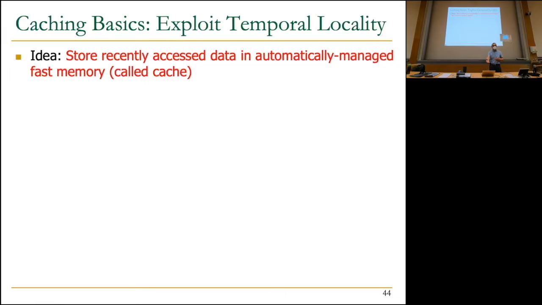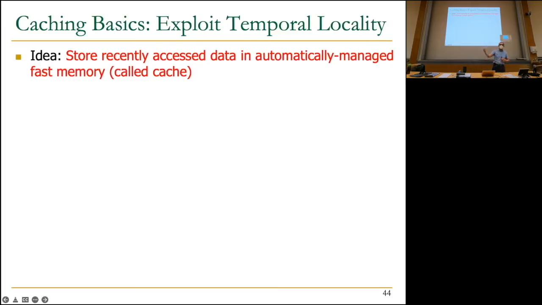Initially, in the 1965 paper we're going to mention, which is not the earliest cache paper, they only exploited temporal locality at that time. Then there are other papers that talk about spatial locality. But how do you exploit temporal locality? Since temporal locality means that you're going to access the same memory address again and again, why not store the recently accessed data in some automatically managed fast memory? That's called a cache, basically.